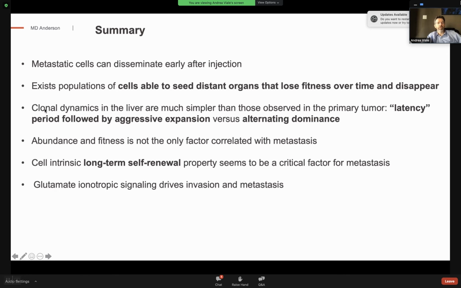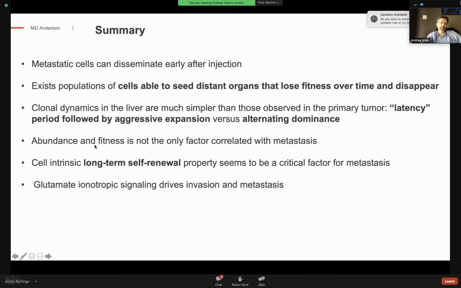And then we used clonal dynamics. We studied clonal dynamics in liver and primary tumors, and we found that in the liver, the clonal dynamics are much simpler than what we found in the primary tumors. We have just a latency period that is followed by an explosive expansion of clones, versus a really complex behavior like alternating dominance.